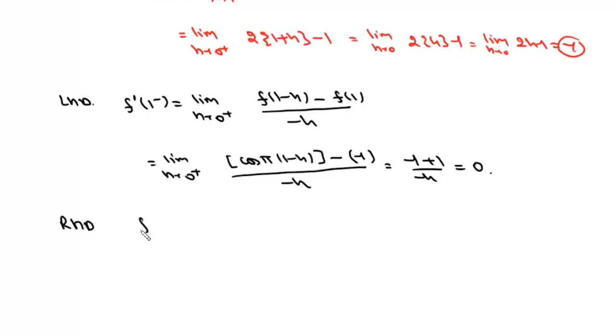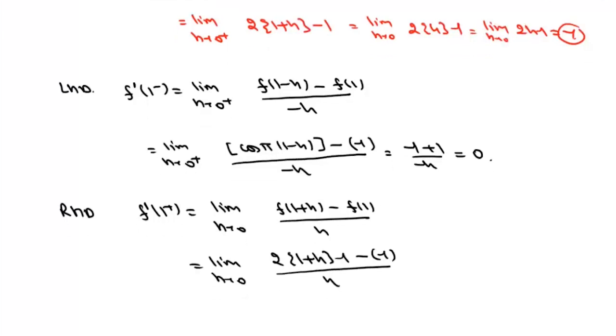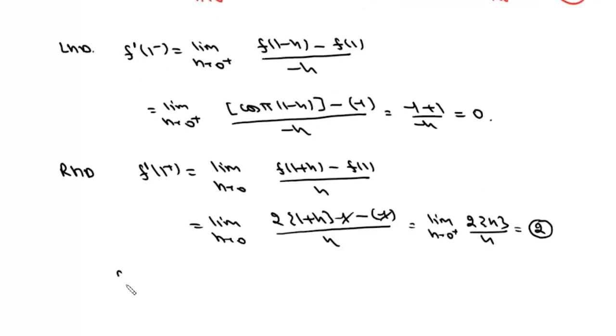Now we find its right hand derivative. f dash 1 positive will be the limit h tends to 0 of f 1 plus h minus f 1 upon h. Now it'll be the limit h tends to 0, and this is 2 times fraction part of 1 plus h minus 1 minus, and f 1 is minus 1, upon h. Now here minus 1 and plus 1 will cancel, and this is the limit h tends to 0 of 2 times fraction part of h upon h, and when h is 0 positive, fraction part of h is simply h. So the value of this limit is 2. So in this case, left hand derivative is 0 and right hand derivative is 2. That means this function fx is not differentiable at x equal to 1. So at x equal to 1, it is continuous but not differentiable.